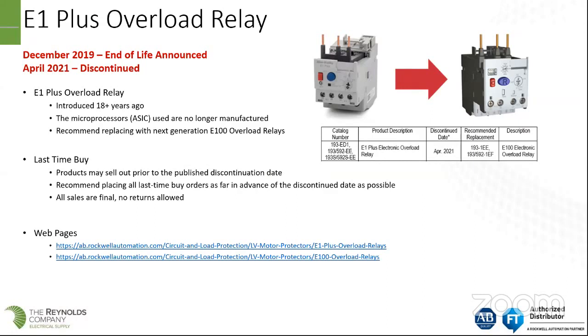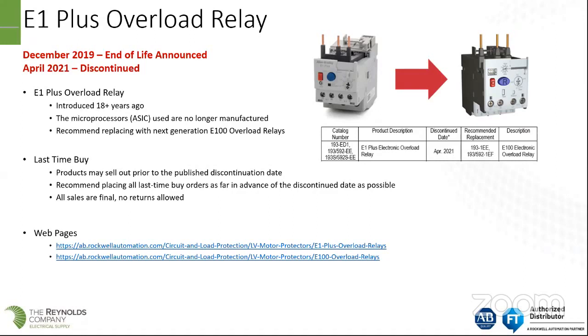Next thing you know, that'll be here. So with that happening, the higher volume items may or may not be available in April of 2021. So it's a good time to start looking at what you have in your facility or what you're using in your control panels, and start coming up with a path to move forward from the E1 Plus to the E100 product.